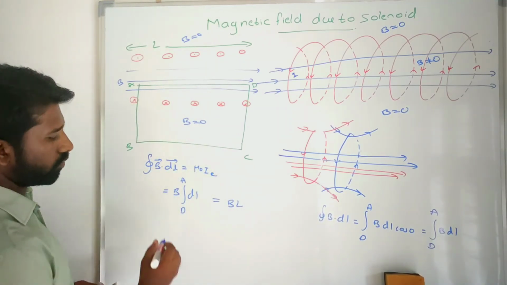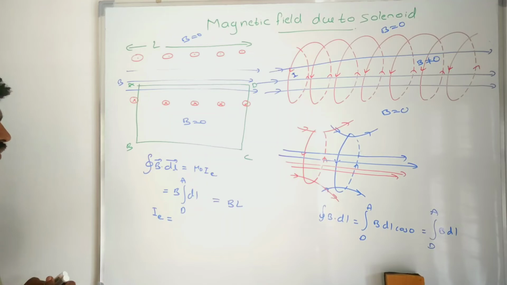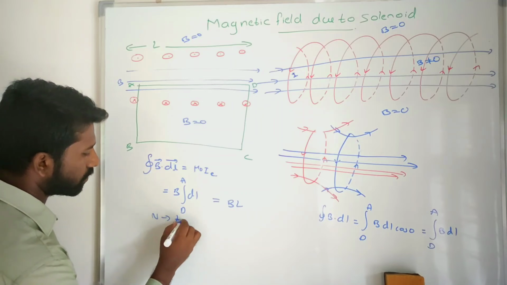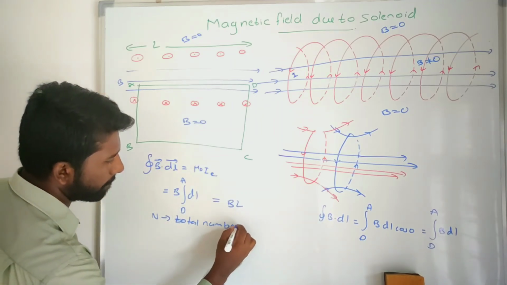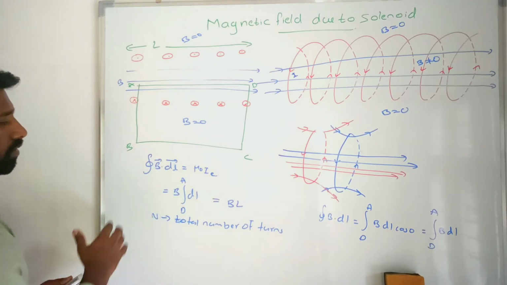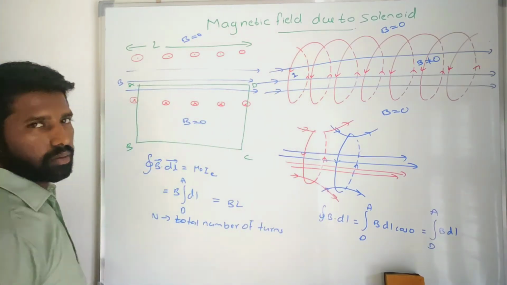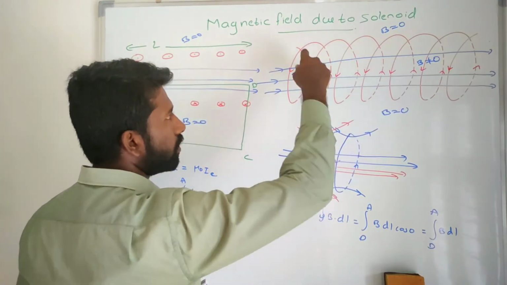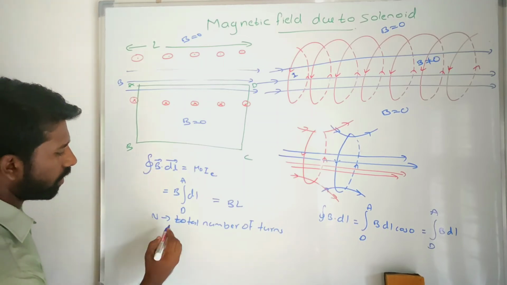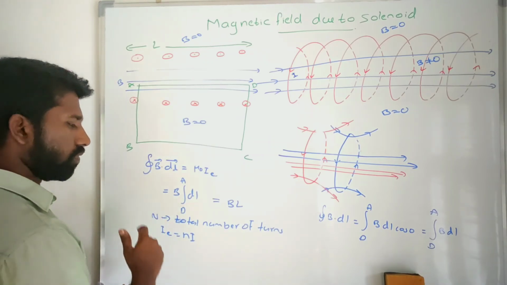What about I enclosed? Capital letter N is the number of turns of the solenoid, the total number of turns. For one circular loop, I amount of current is flowing. Then how many such loops are there? N loops are there. So the total I enclosed, you will get it as number of turns into I, that is N into the current through one turn.